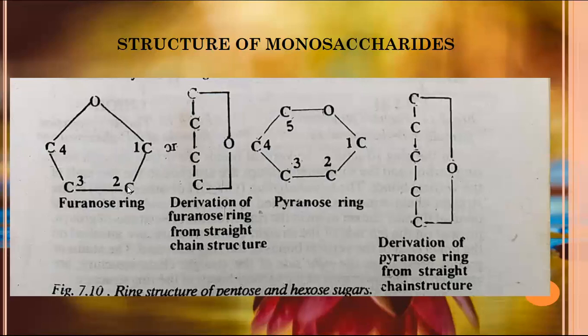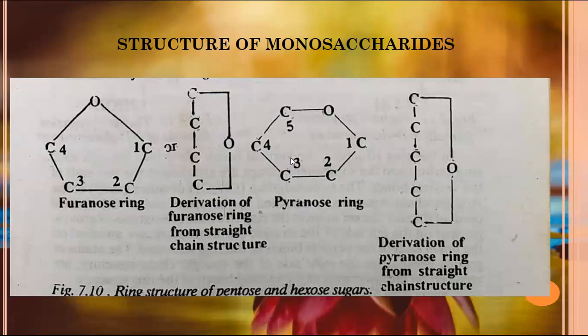And the next, in this formation of furanose ring, 4 carbon atoms with 1 oxygen. And the next one is pyranose. Pyranoses are 6-membered rings. It is a hexagonal structure.